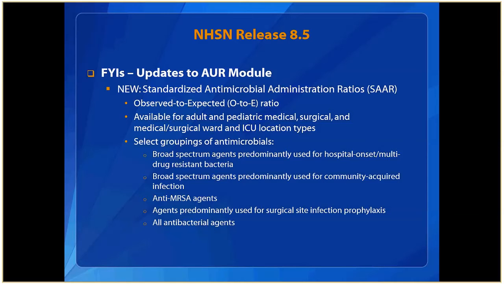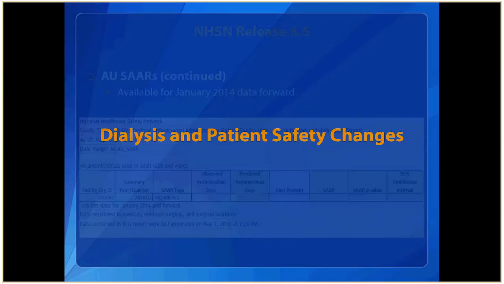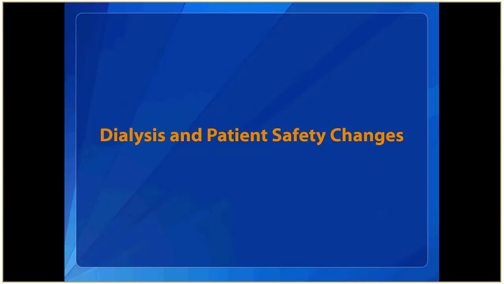So you'll only be able to get these comparisons if the facility is submitting AU data into NHSN. The SARs are going to be split up by select groupings of antimicrobials, and you can see the groupings here listed on the slide. On my next slide, this shows a sample screenshot of what it will look like in the application. The SARs will be available for data starting in January 2014 moving forward. And now I'll turn it over to Tammy.